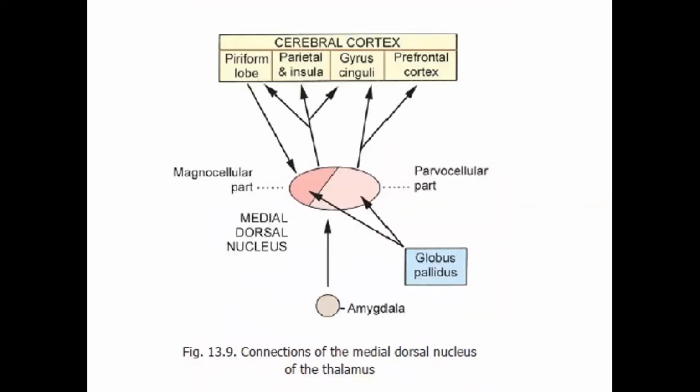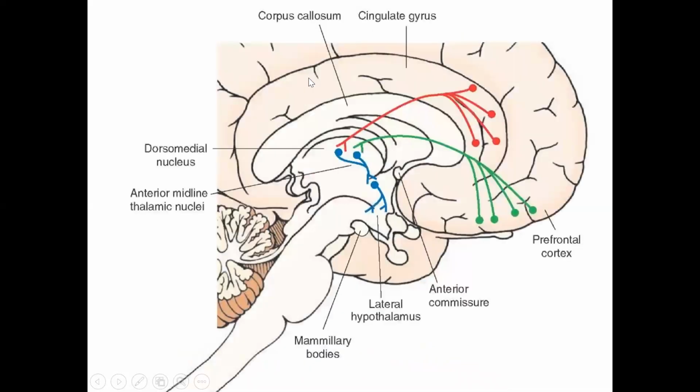Connections of medial dorsal nucleus, the main connection is from amygdala and globus pallidus, magnocellular and parvocellular parts, and again efferent is toward the cerebral cortex. So you can see that from the dorsomedial group of nuclei, efferent goes to the prefrontal cortex.